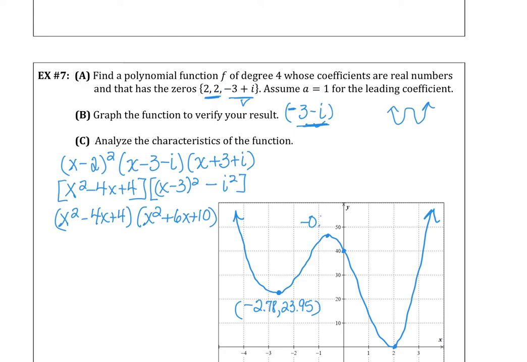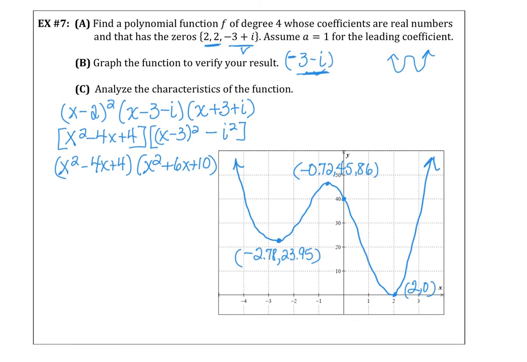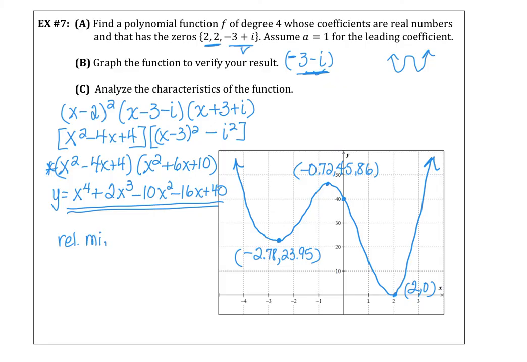I'm going to fill in these values because I've worked this out ahead of time. And we want to analyze the graph for some characteristics. So if you have access to a graphing calculator, you might want to enter into your graph window x to the fourth plus 2x cubed minus 10x squared minus 16x plus 40. So I got that by distributing this line right here. And if you want to analyze that using your calculator, I'll save this. You can do this later.